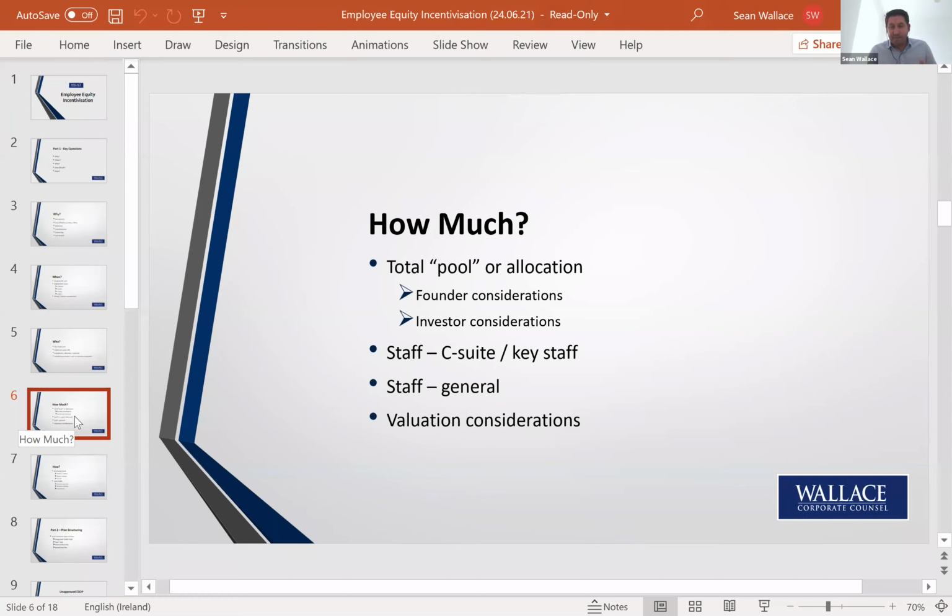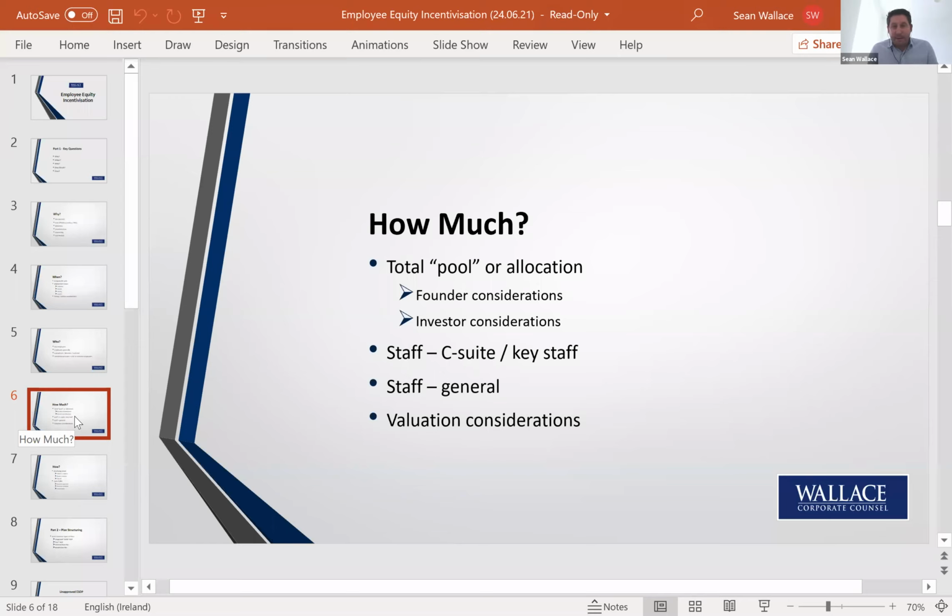So for example, if an investor says we're investing X thousand or million euro for 20% of the company, but we need to have a 10% share option pool, then your dilution for the founders is actually 30% off the bat. So your 100 just went to 70, even though you've only taken on 20% of investment. So things like that need to be factored into your decisions around allocation of the pool size.